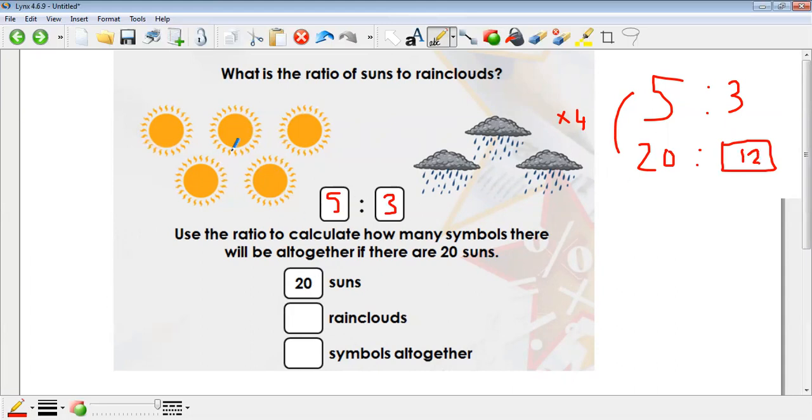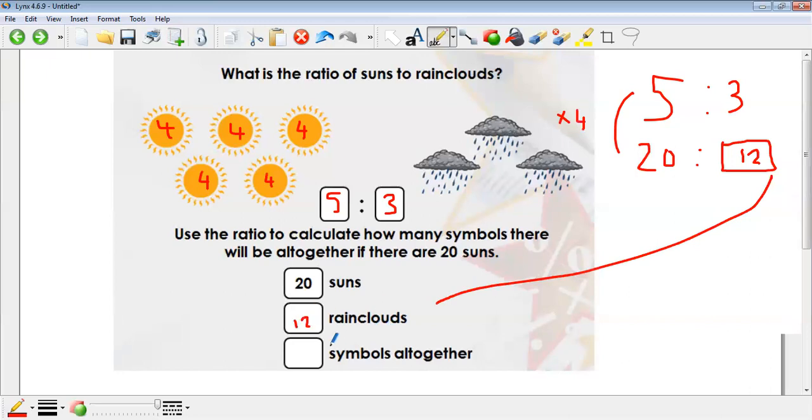What you could do as well is think about it. To get 5 things to become 20, they're each going to need to be times by 4, so you end up like this. How many rain clouds would there be? 12. Symbols altogether means we've got to add them up.